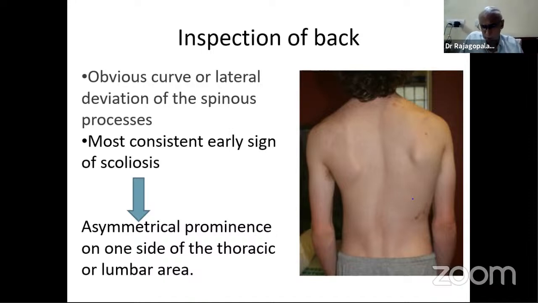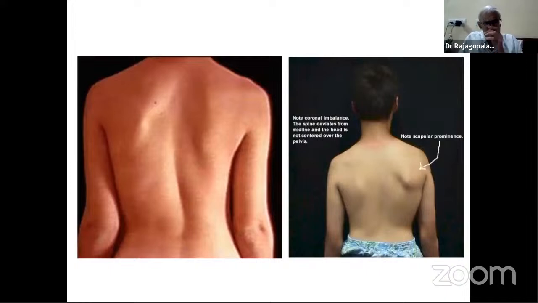So this, let's see now. This is the same girl which I put earlier. Now you see the difference. Now, from the book, you can see in this patient the prominence of the scapula. And the head is not exactly centered. That you may miss, but you should not miss that the scapula is prominent. That may be the earliest sign.